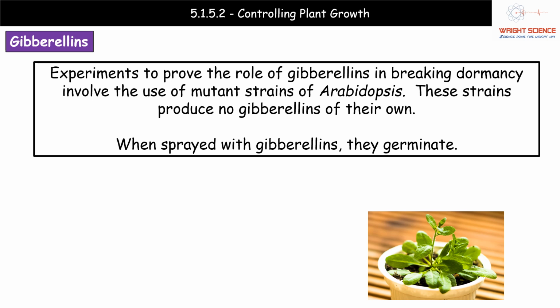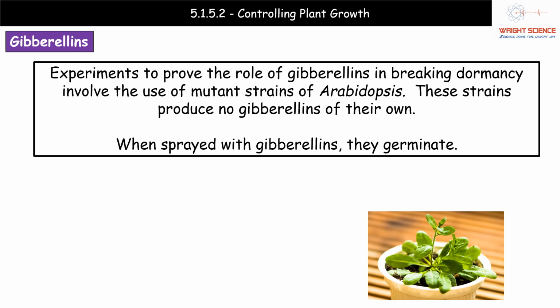In terms of experiments proving this seed dormancy breaking ability of our gibberellins, then what we actually use are a certain type of plant. So here we've got it, the Arabidopsis, and we use a mutant strain of it. And basically this mutant strain doesn't produce its own gibberellins. So quite simply, all we need to do is have our little seeds of our mutant plant, and they will not actually break dormancy on their own because they're not producing their own gibberellins. If we spray them with gibberellins, they will germinate. So it's a nice simple experiment there that we could do.